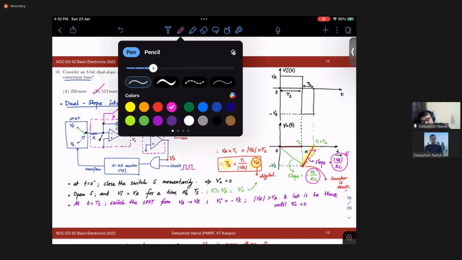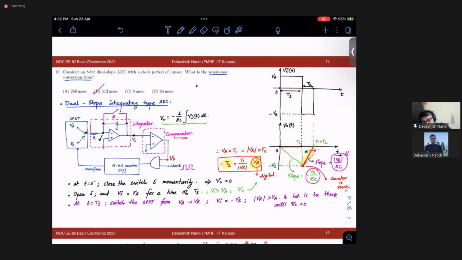So the clock pulses keep on coming, and your up counter starts counting. It will count to 2 to the power n, and once 2 to the power n is reached, this overflow bit will make this SPDT switch from VA to VR. Okay. So as soon as it switches from VA to VR, at that instant my counter is reset. Fine. And also this integrating action will take place, and it will go back to 0. And once it goes back to 0, how much time will it take? It will take this T2 amount of time.